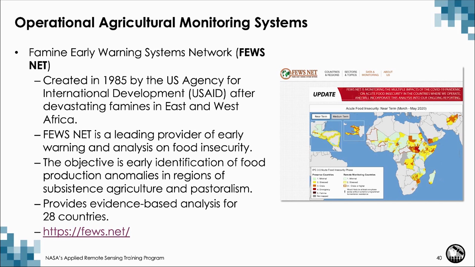Analysts and specialists in 19 field offices work with U.S. government science agencies, national government ministries, international agencies, and NGOs to produce forward-looking reports on 28 of the world's most food-insecure countries. The USGS EROS Data Center works with USAID, NASA, NOAA, and Chemonics International to provide the data, information, and analysis needed for the FEWS NET project. A link to their website is provided for you to explore more about this early warning system.